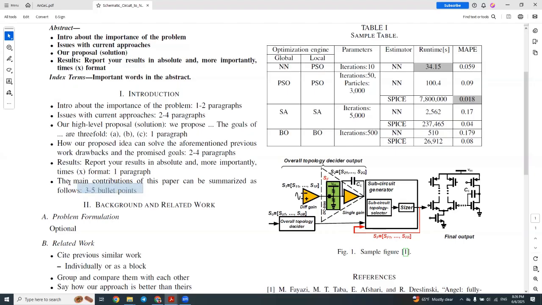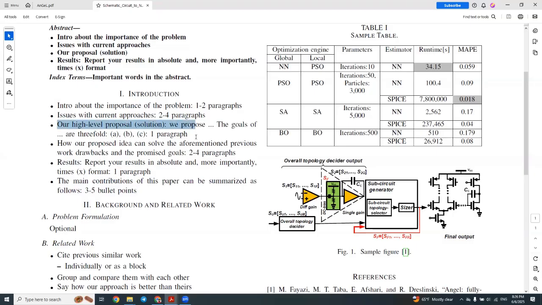This is very important because it gives a clear view to the reviewers that, okay, this is what we have done. And then they can easily evaluate whether these contributions were enough or not. So that is the main purpose of these bullet points.